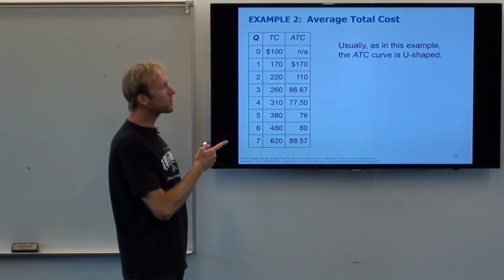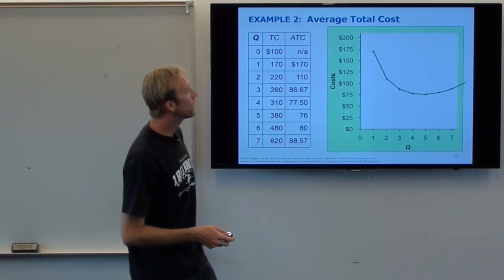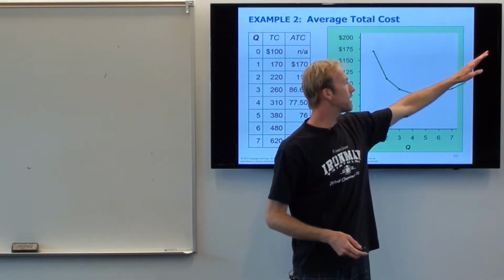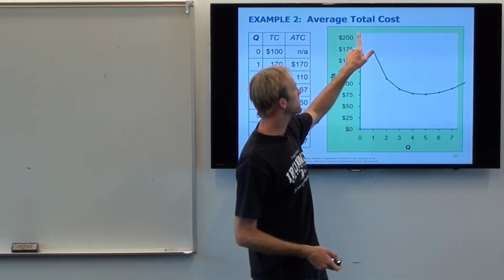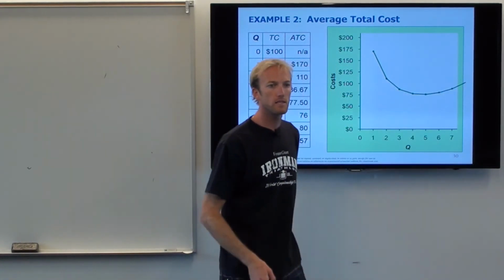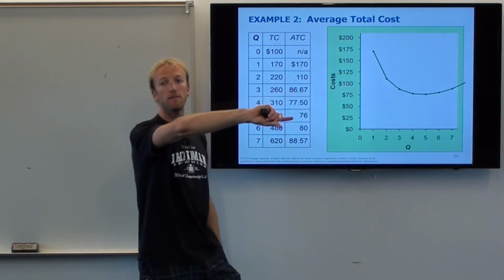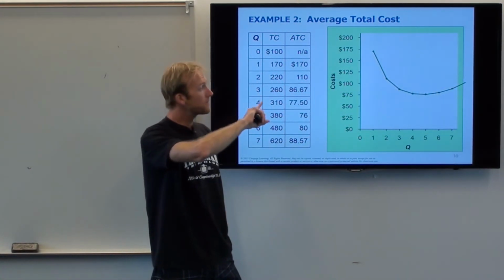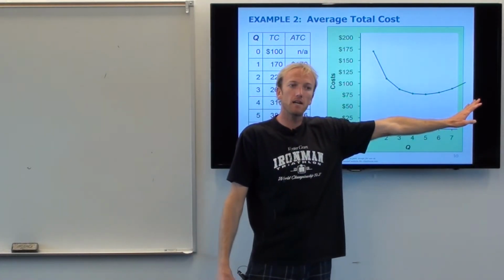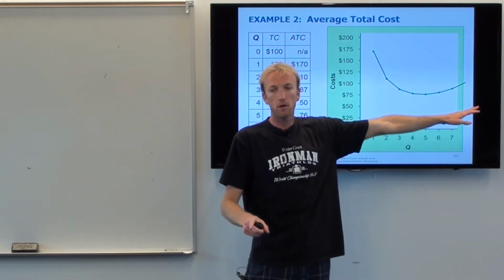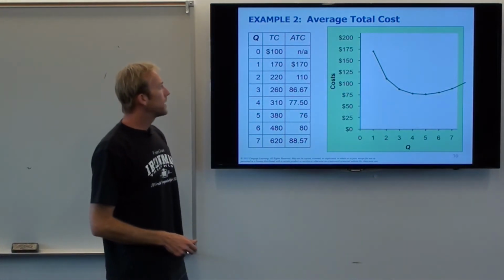So the ATC curve is usually U-shaped because it's AFC plus AVC. Because the AVC starts to go up in the end, the average variable cost, when I'm adding it onto the AFC, it's also going to make the ATC go up. So again, the cost goes up on this side of the graph because of the AVC, exactly. And the AVC, and in general, all costs go up on this side because of diminishing marginal product. Okay, don't forget that. All right, so those are the costs.